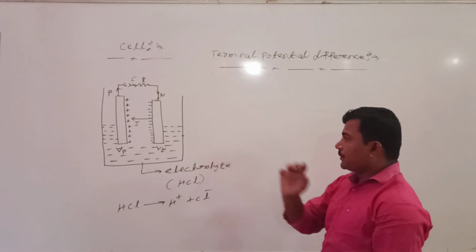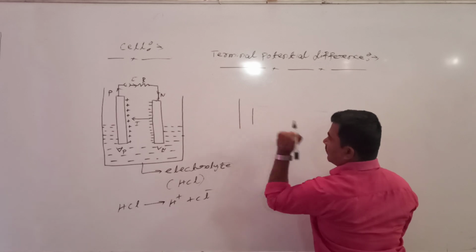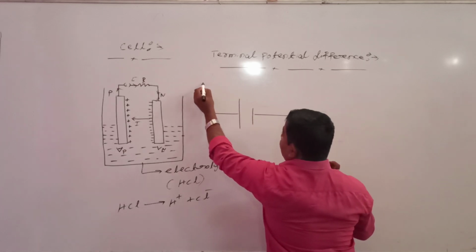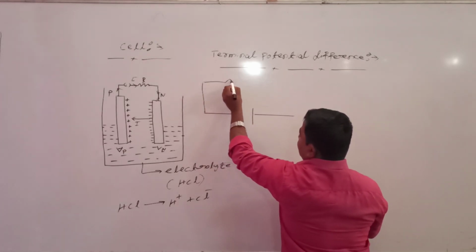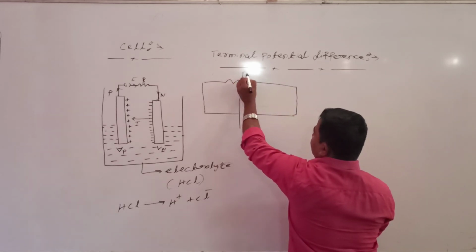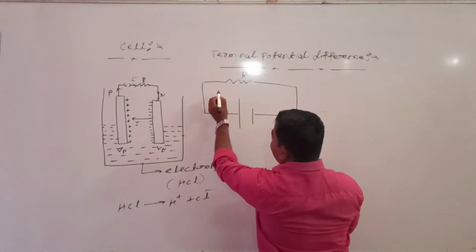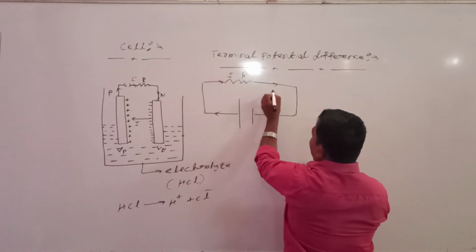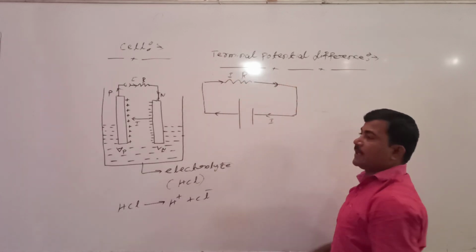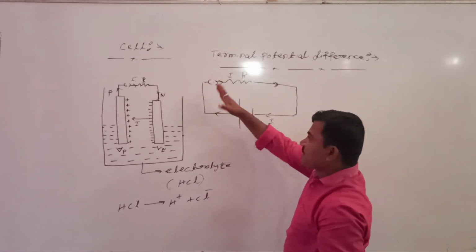Generally, how do we represent this symbolically? This is the positive electrode, and this is the negative electrode of the cell. When the external resistor R is connected to the cell, current flows in this direction. The direction of current can be taken from the positive terminal to the negative terminal. Actually, it is a one-way key. When this key is closed, the current is flowing.